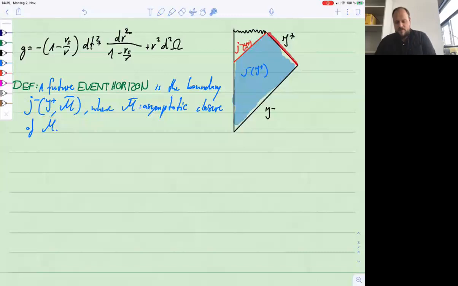That means, as we sit at one point and want to understand whether there is an event horizon or not in our space-time, we have to wait for the whole future development until we have reached scri plus. And then we can say, well, there was an event horizon between us, but we will never be able to detect it now. Because the definition tells us we have to do it at scri plus.